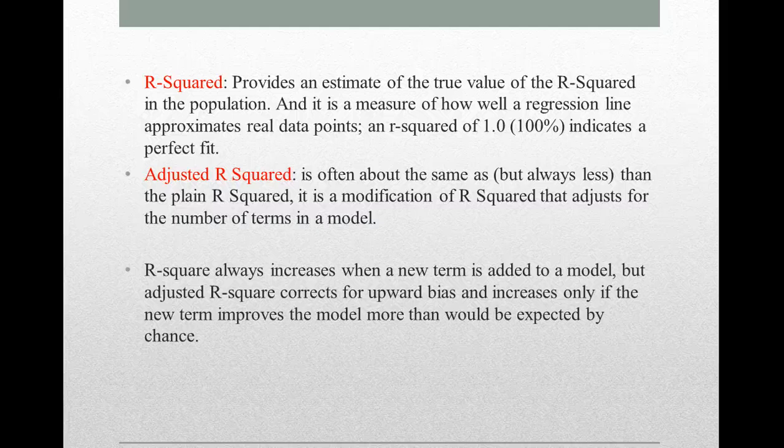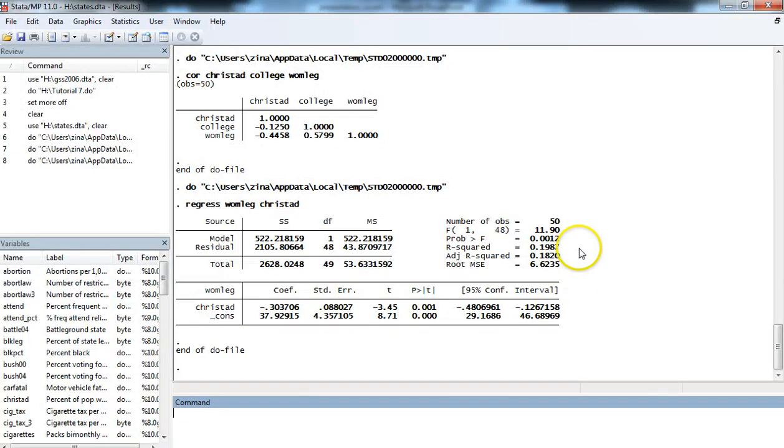Let us look at the adjusted R-square, which is equal to 0.182. What this is telling us is that of all the variation in the variable womleg between states, 18.2% of the variation is explained by the Christian adherence variable, and the rest of the variation, which amounts to 81.8%, remains unexplained.